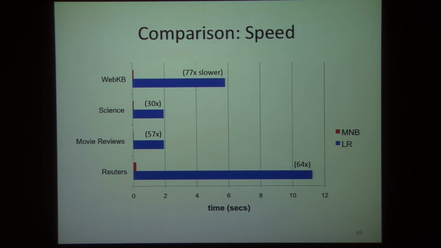This is a comparison in terms of speed. So routinely, all of these data sets have tens of thousands of instances. The naive Bayes is routinely finishing in less than 1/10 of a second for all of these. So it would scale much better to millions or tens of millions of documents.